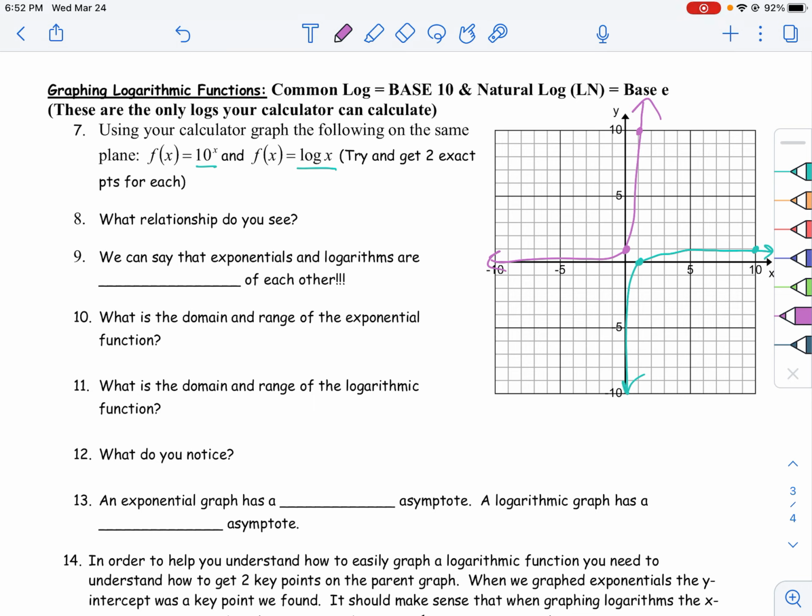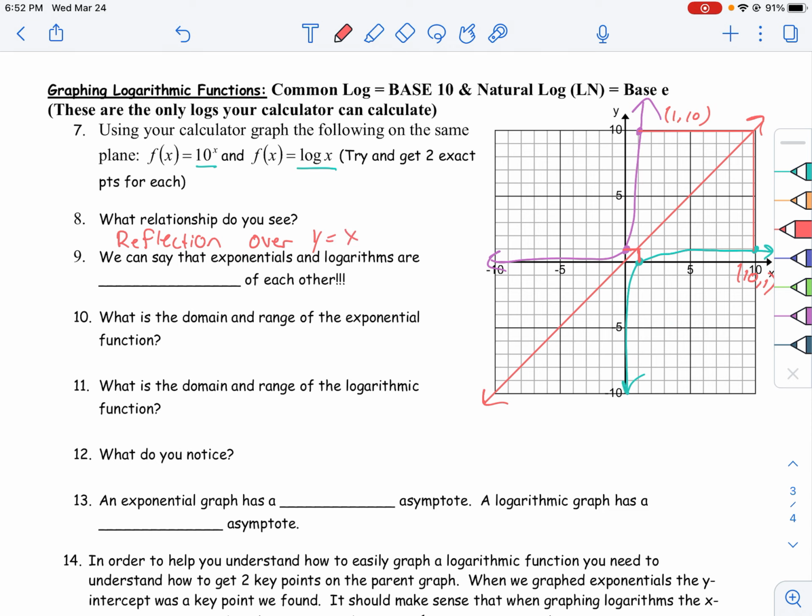It's asking us, what relationship do we see? Well, we've talked about yesterday how these two things are inverses. So if we draw in the line y equals x, look, this is a perfect reflection, right? We go over 9, we go down 9. Perfect reflection. This is the point (1, 10). Down here on the log graph, this is the point (10, 1). So we can say that this is a reflection over y equals x.